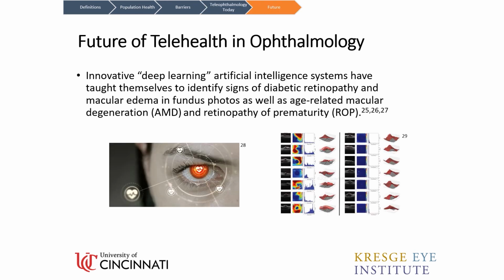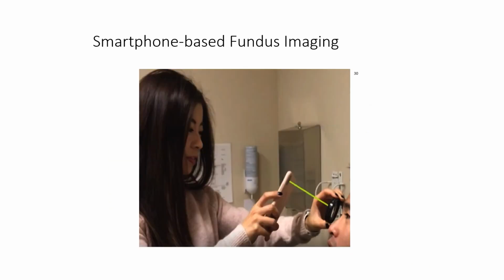Looking ahead to the future of telehealth and ophthalmology, there are new technologies coming. For example, there are innovative deep learning artificial intelligence systems that have taught themselves to identify signs of diabetic retinopathy and macular edema in fundus photos, as well as age-related macular degeneration and retinopathy of prematurity. The fundus photos used to identify these disease processes can now be captured using a smartphone-based fundus imaging.